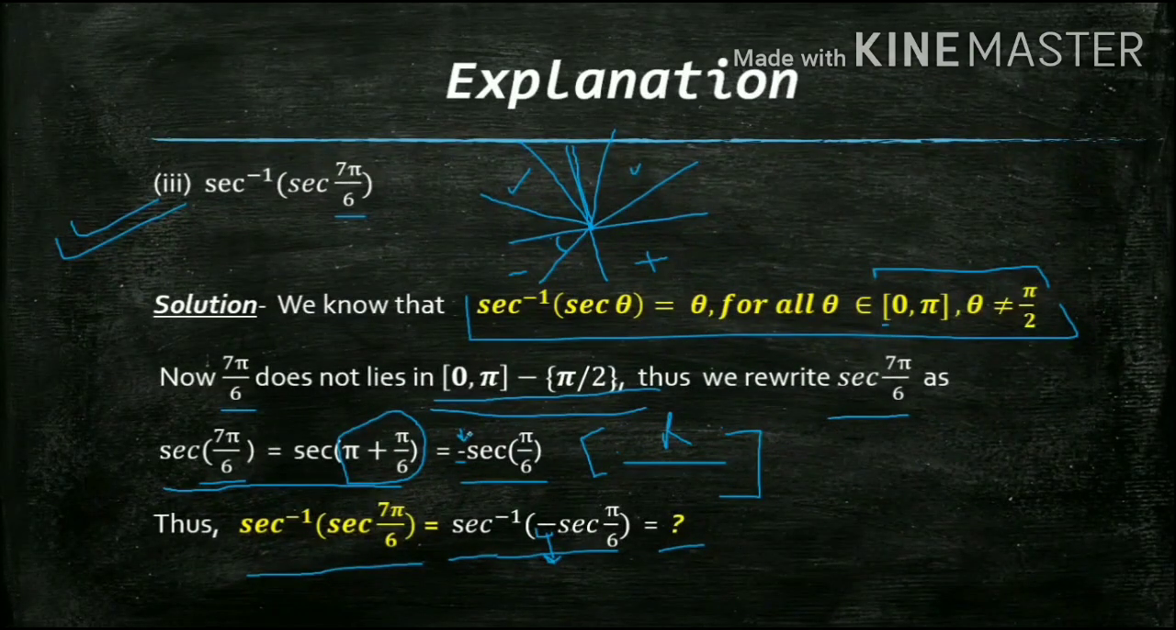So what will you do? We don't want this minus. That means we want sec of some angle to be positive sec only. And sec is positive in either the first quadrant or the fourth quadrant. So that means you want the angle in the fourth quadrant only.